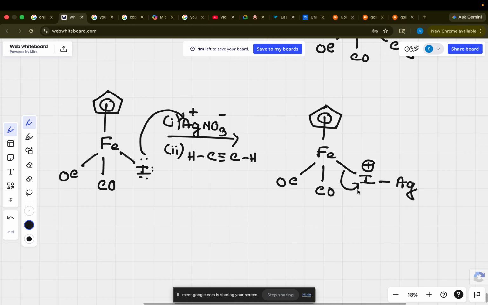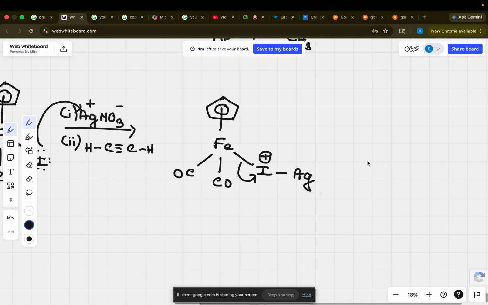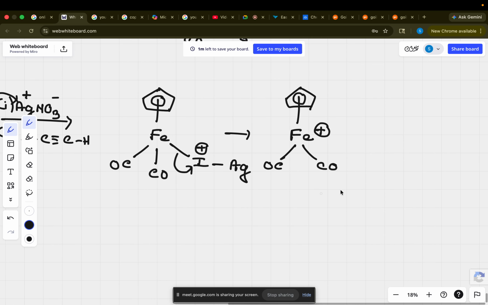Iodine wants to neutralize, so this bond will break. Once the bond breaks, electrons come here, so AgI is getting neutralized, and iron is now getting a positive charge. So you have the Cp ligand here, and the positive charge is here. Once it gets the positive charge, how many electrons do you have now? You can see you have 16 electrons now.